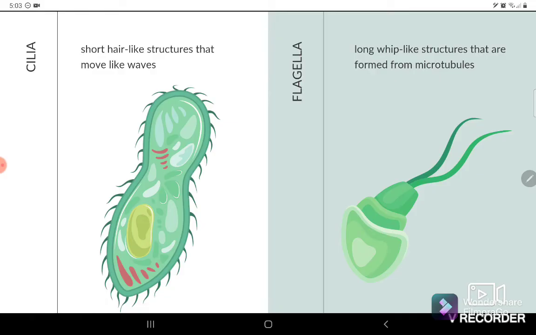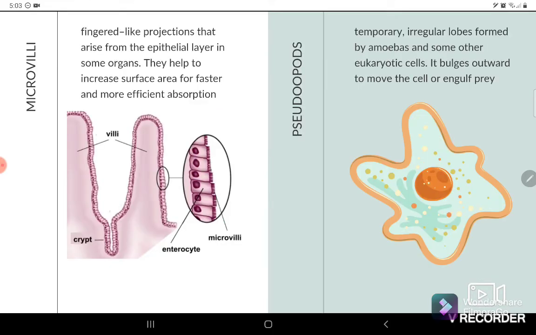Now let's proceed with the other apical cell modifications. We have the microvilli. The microvilli are finger-like projections that arise from the epithelial layer in some organs. They help to increase surface area for faster and more efficient absorption. The microvilli are used for the absorption of nutrients digested by different organisms. For example, in our human body, we have this kind of finger-like projections found in our intestines, specifically in our small intestine.